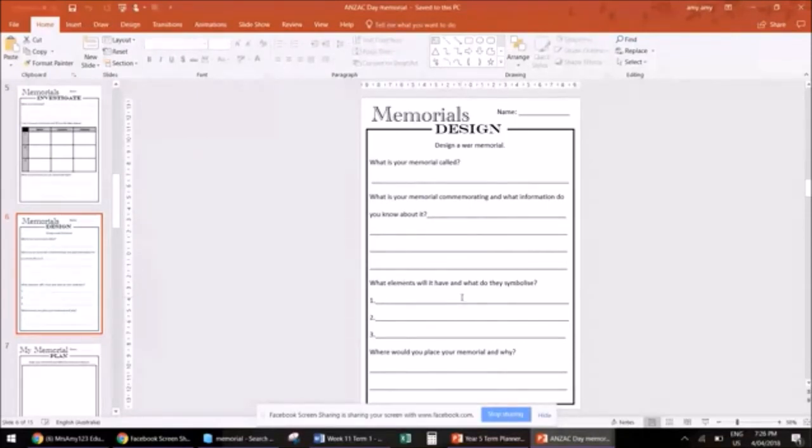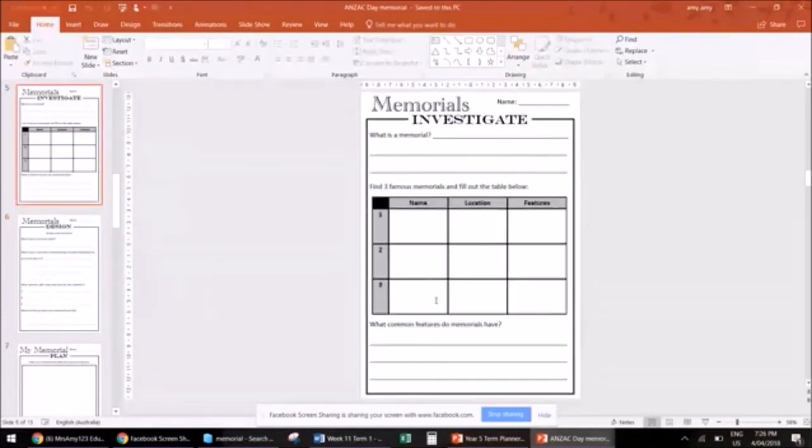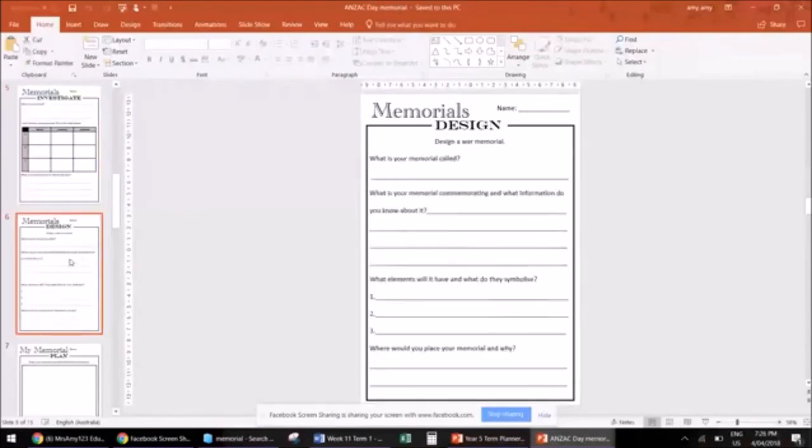So the example I gave before was horrible, but I'll use it again because my brain's fried. It was horses. So if they want to particularly look at the horses that fought in the war, maybe they're going to have a horse on top, and that's to symbolize the horses that fought. Sorry, this mouse is so touchy. And then where would you place your memorial and why?